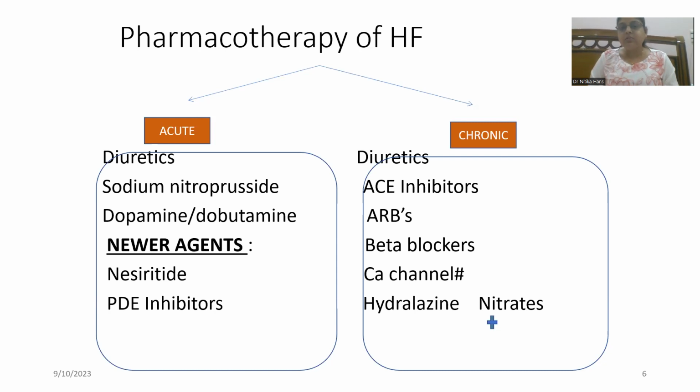For chronic compensated heart failure, the drugs are diuretics, ACE inhibitors, angiotensin receptor blockers, beta blockers, calcium channel blockers, hydralazine, and nitrates. Hydralazine and isosorbide dinitrate can be given. So, in the chronic cases, we give these drugs.